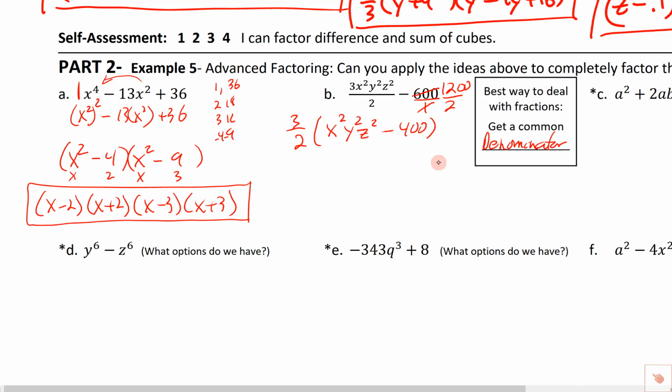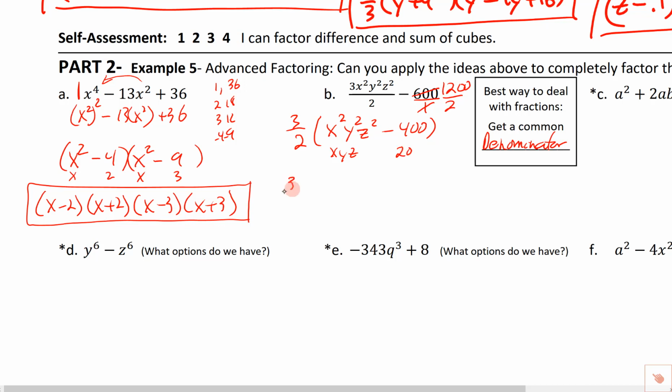And then I take a look at this. Again, this is still a binomial. Maybe it's factorable, maybe it's not. This is a difference. It might be a difference of squares or a difference of cubes. This is definitely not a cube, so this is a perfect square of x, y, and z. And 400, if you need a calculator, pull out a calculator, take the square root of that. It happens to be 20. So 400 is a perfect square of 20.